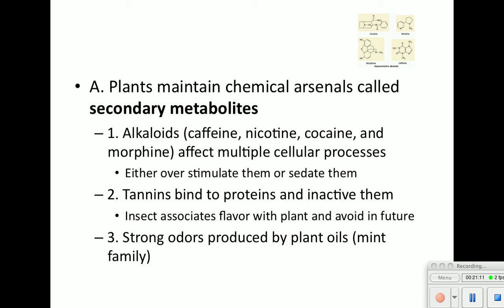Well, cocaine's probably not good. But the morphine's used for medical purposes. So all of these affect multiple cellular processes inside organisms. You can either overstimulate them or sedate them.